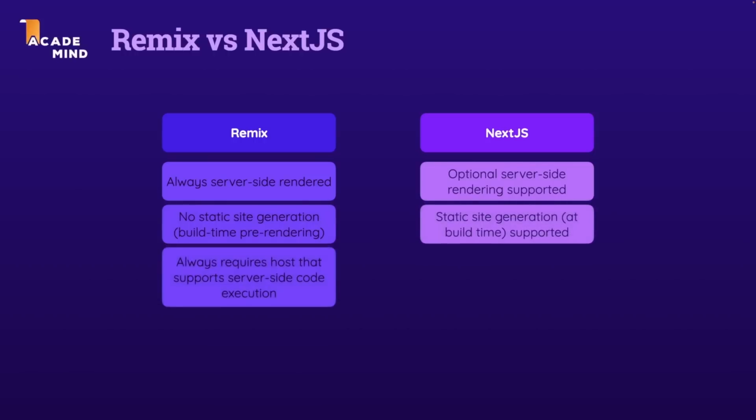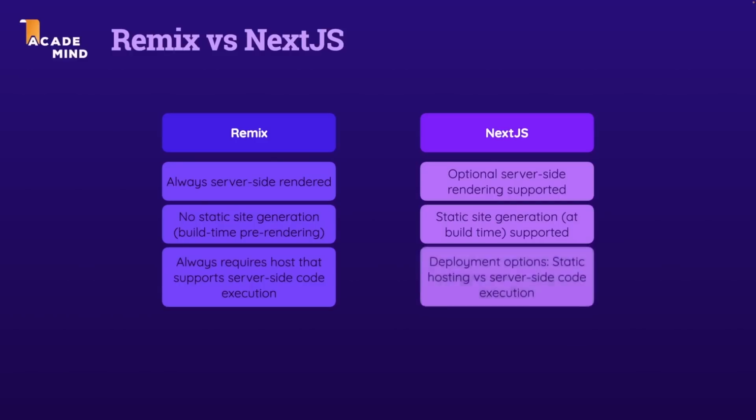Therefore, for Remix, if you want to deploy it, you always need a host, a server that supports server-side code execution. With Next.js, that's not necessarily the case, because there, if you pre-rendered all pages at build time, you only need a static host. You only need a host that's capable of server-side code execution for Next.js if you're using this optional feature of rendering certain pages on the server on the fly. But these are just some technical differences.